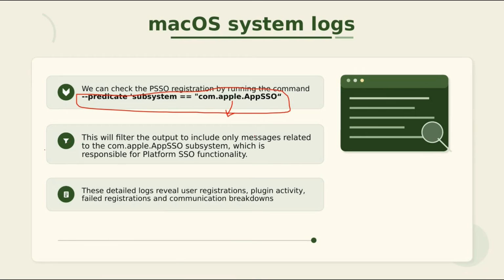So this is going to filter output to include only messages related to the com.apple.AppSSO subsystem, which is responsible for platform SSO functionality. When we are going through these logs, we are going to see whether the user registration has happened or not, whether there are any issues with the plugin or not, whether there were any failed registrations, whether there were any communication breakdowns or not.